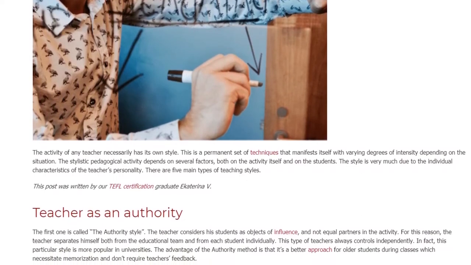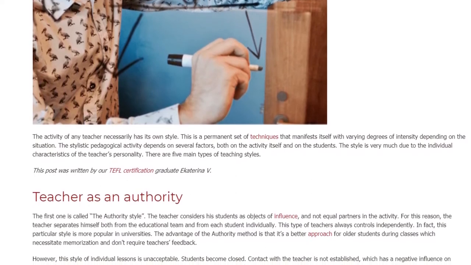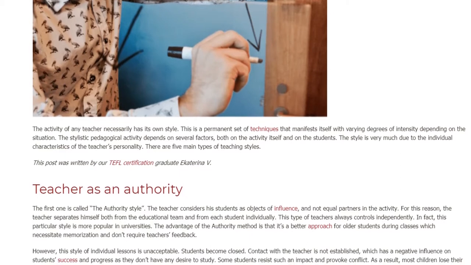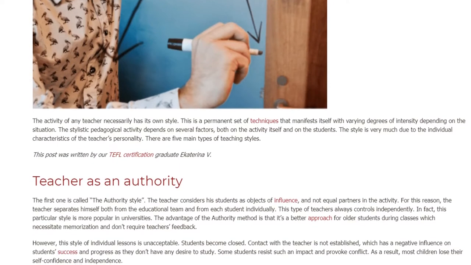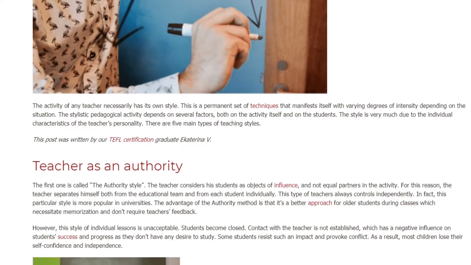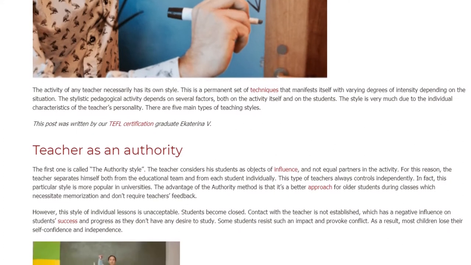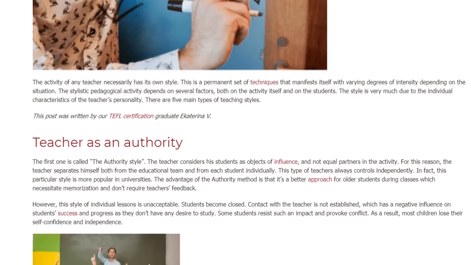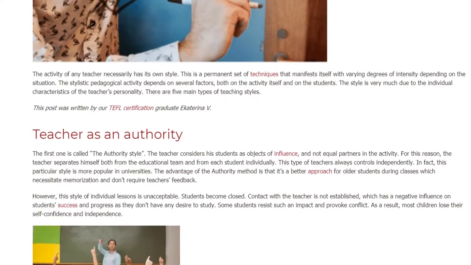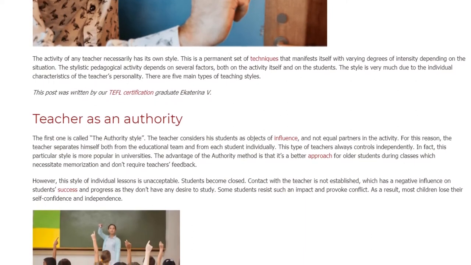There are five main types of teaching styles. Teacher as an authority. The first one is called the authority style. The teacher considers his students as objects of influence, and not equal partners in the activity. For this reason, the teacher separates himself both from the educational team and from each student individually. This type of teacher always controls independently.